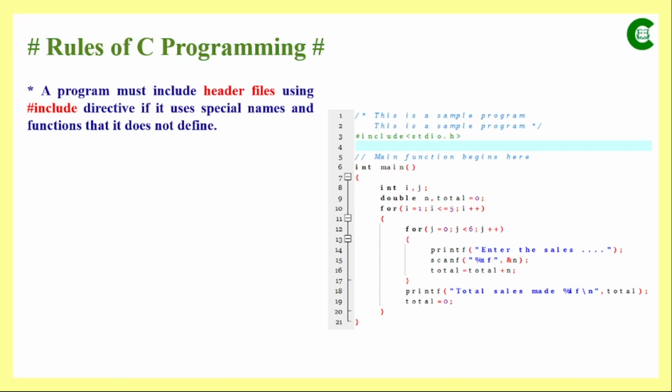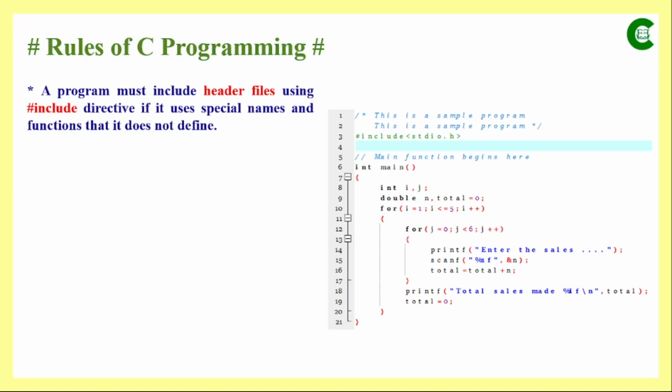So whatever library functions are supported by the C language, if we are using them, then the corresponding header file has to be mentioned before the main function. And there are many header files, and it's not that every header file has the definitions of all the library functions. No, it has a separation.